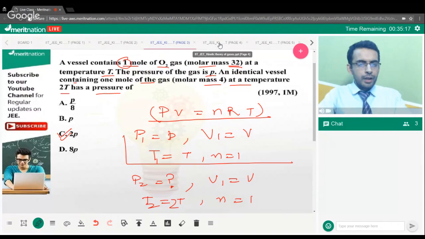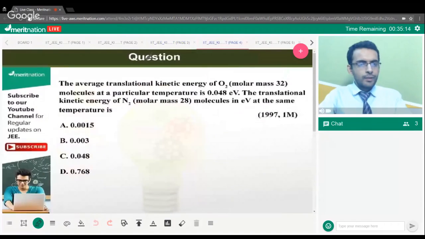Now, let's see the other question. The average translational kinetic energy of oxygen molecules at a particular temperature is 0.048 electron volts. We have to find the translational kinetic energy of nitrogen molecules, having molar mass equal to 28, in electron volts at the same temperature.